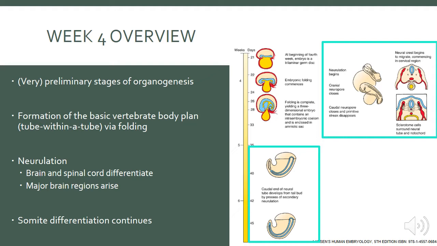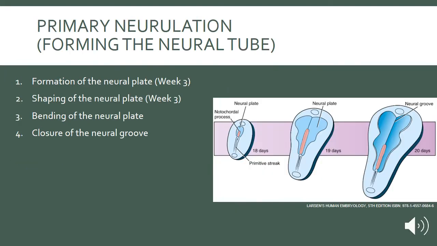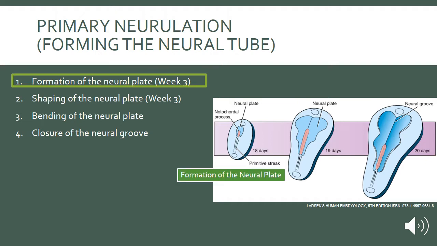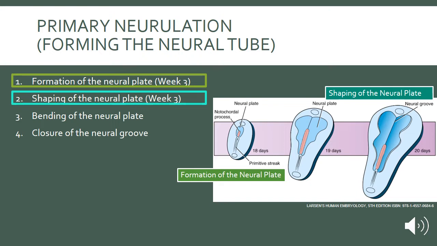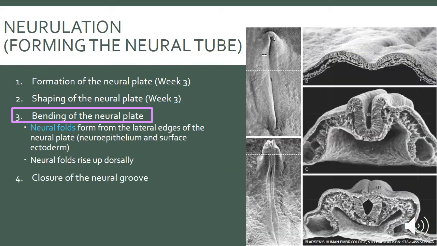differentiation of the brain and spinal cord, and the development of the major regions of the brain. Now we actually have already covered some of neurulation, primary neurulation, in week 3. So we talked about formation of the neural plate, where the ectodermal cells elongate to form the neural plate where it didn't exist before, and the shaping of the neural plate, where the neural plate lengthens longitudinally but remains broader at the cranial end. From there, we pick up in week 4 with bending of the neural plate.